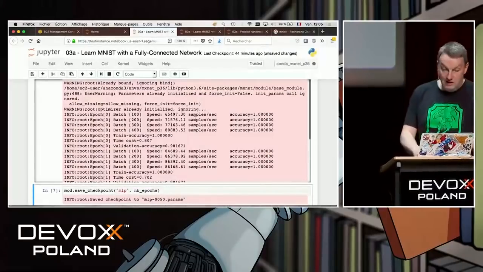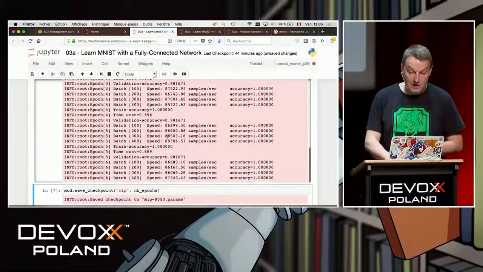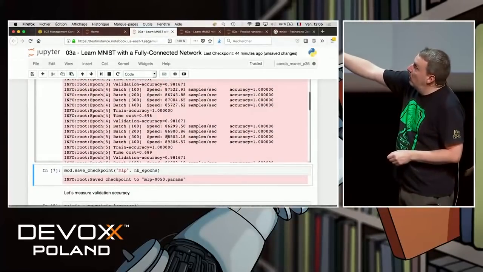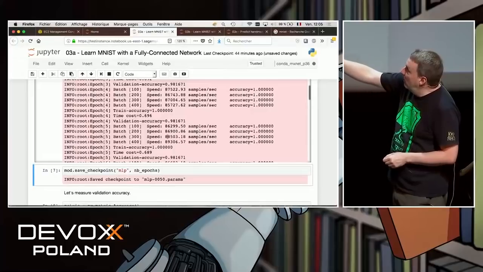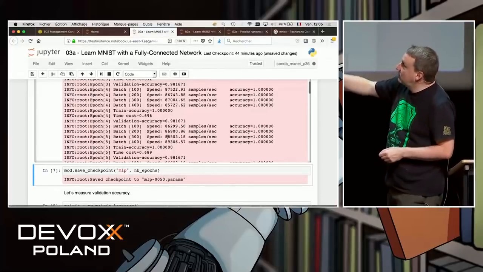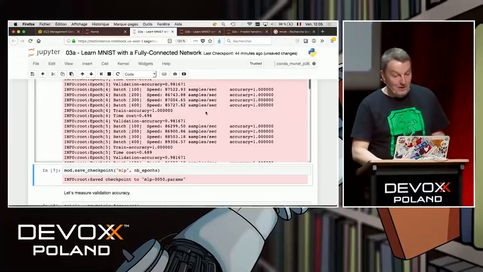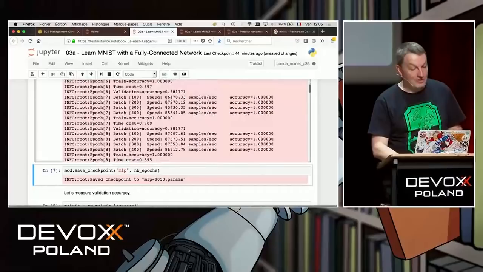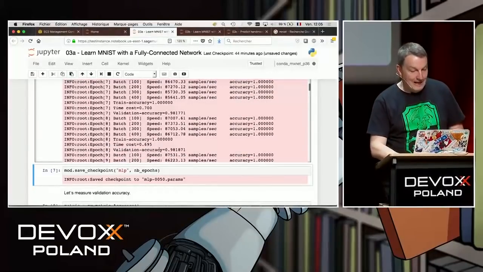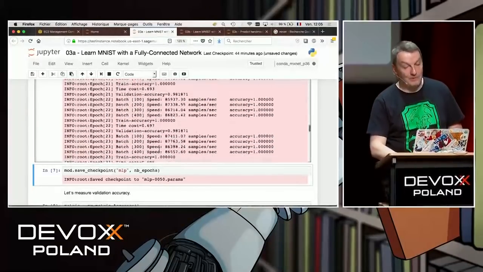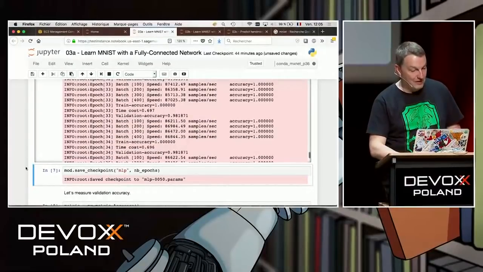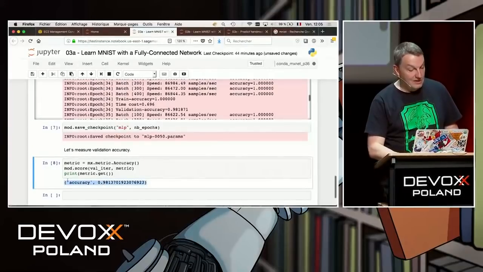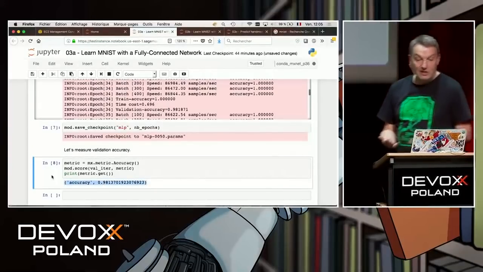Okay? And we can see the training process going on. So we see the epochs going by, and we see the batches going by. We actually have a training accuracy that gets to 1 very quickly because it's a large network, and it overfits pretty quickly. So I've done this before in the interest of time, and I saved my model here, and I get to a validation accuracy of 98.13.